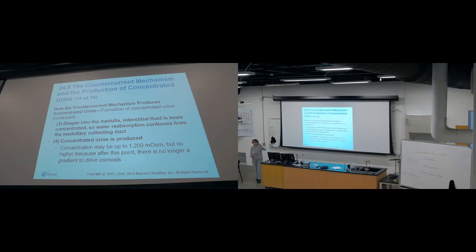Now, that happens in a region of the medulla that is close to the cortex. Now, as this fluid moves down and you absorb more water, of course, you start creating a concentration gradient deeper in the medulla. So the water reabsorption continues as you go down, and that will lead to the concentration of the urine to be maybe up to 100 milliosmoles, but not higher, because there is no more gradient.